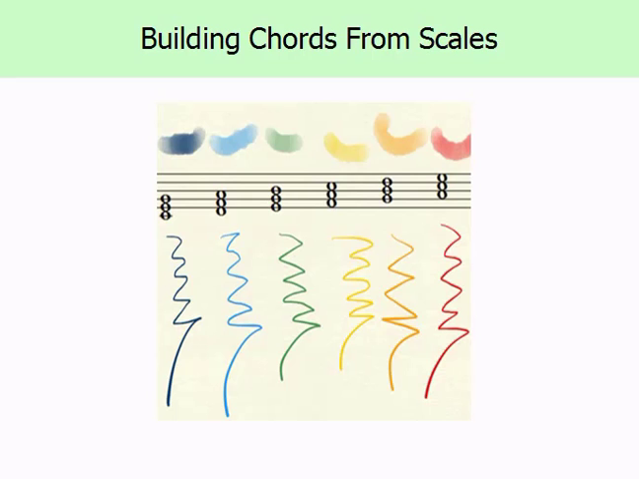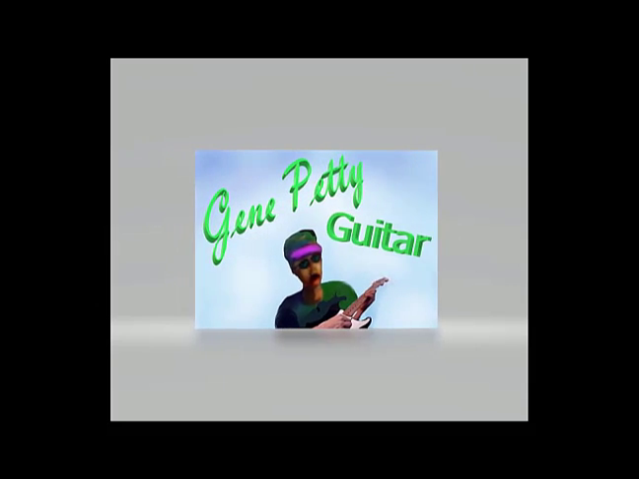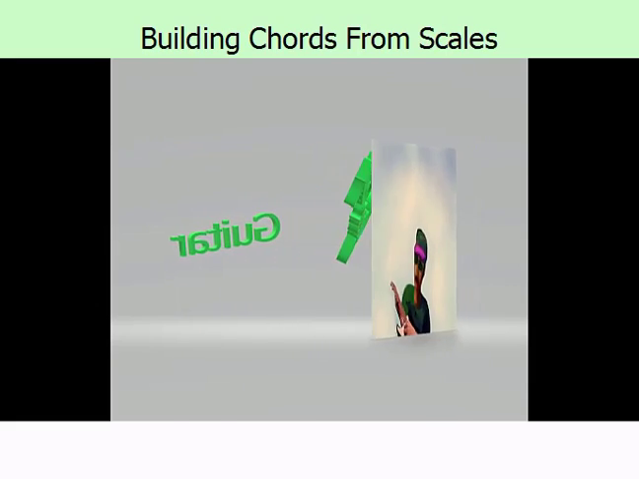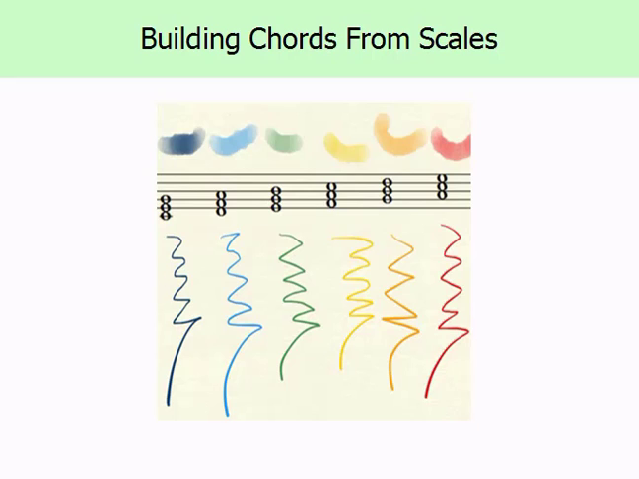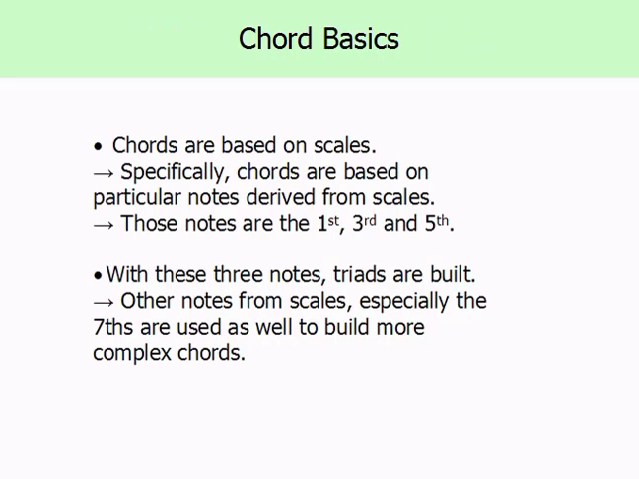Welcome to building chords from scales. As you see, these three-note chords are notes stacked on top of each other. Chords are based on scales. Specifically, chords are based on particular notes derived from scales. Those notes are the first, third, and fifth notes of the scales. With these three notes, triads are built.